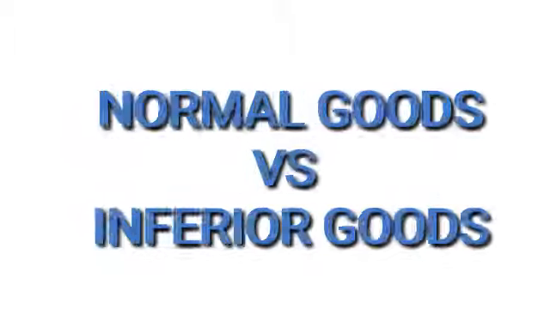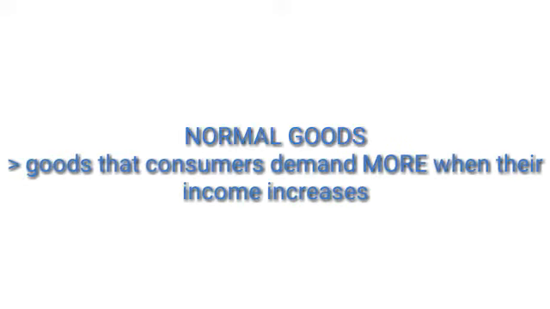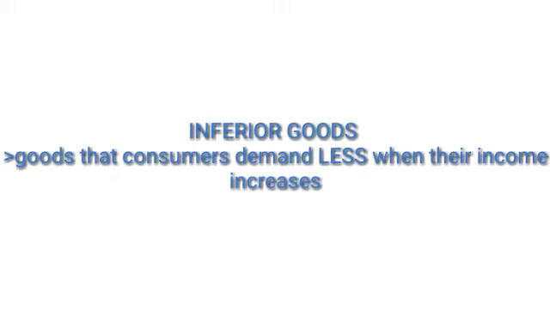This depends on the two types of products, the normal goods and the inferior goods. Normal goods are goods that consumers demand more when their income increases, while inferior goods are goods that consumers demand less when their income increases.